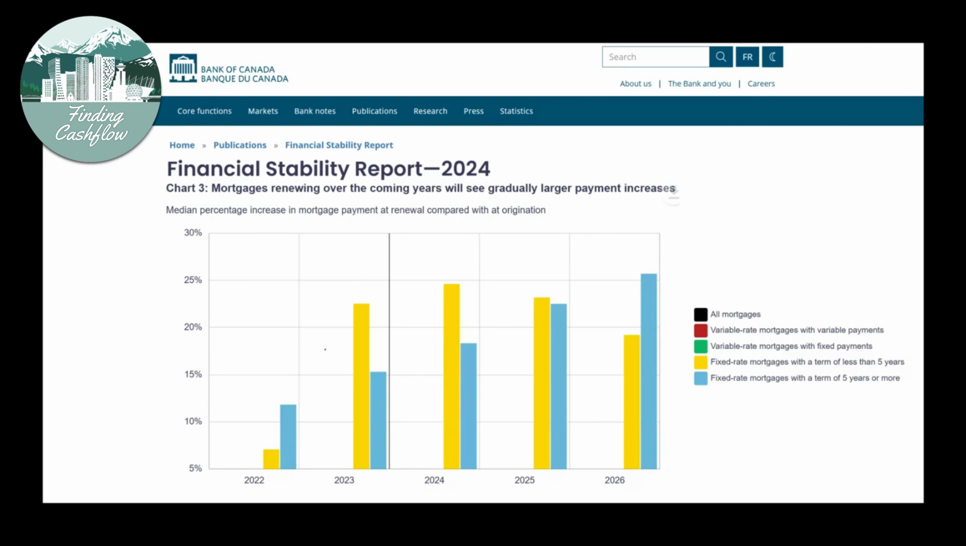The yellow bar represents the percentage increase in fixed-rate mortgages with a term of less than 5 years. The largest percentage increase in these mortgage types would have occurred in 2024, and this would be because the majority of these mortgages were 3-year fixed mortgages, and 2024 would have marked 3 years from these mortgages renewing at the very low rates of 2021.